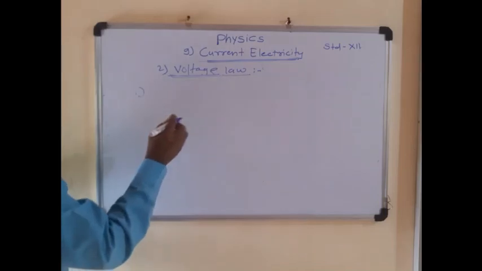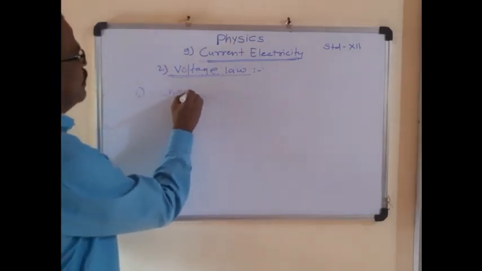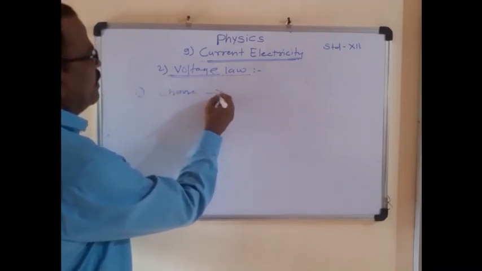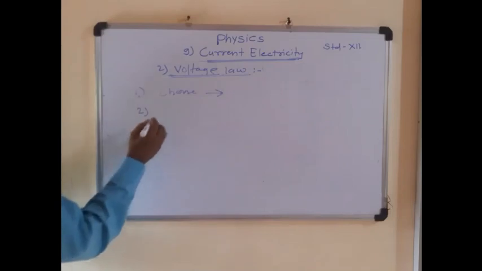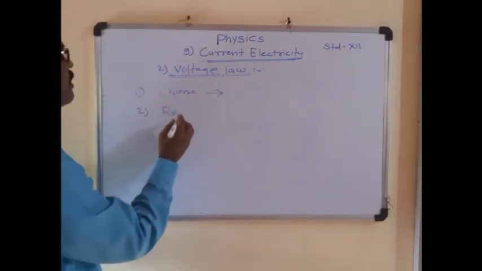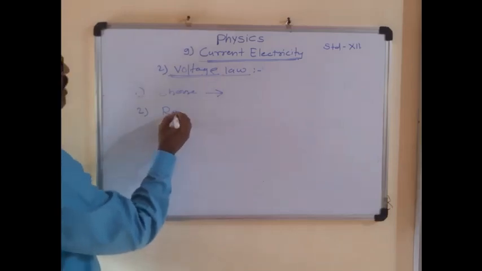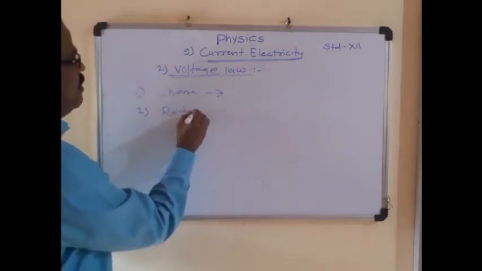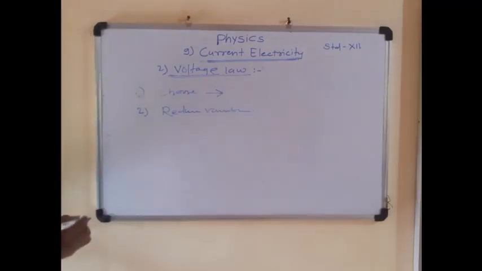First, choose the direction of the current. Second, reduce the variables in the circuit by using Kirchhoff's first law.